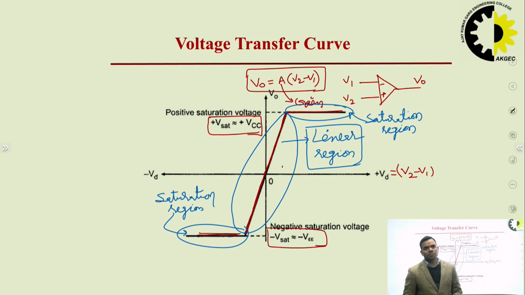Okay, so these are the characteristics of the operational amplifier, or more specifically I should call this the voltage transfer curve. And today we have discussed the basics of the operational amplifier.